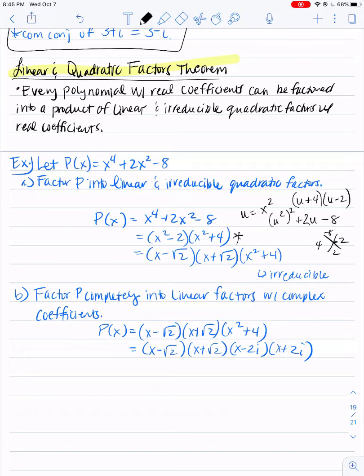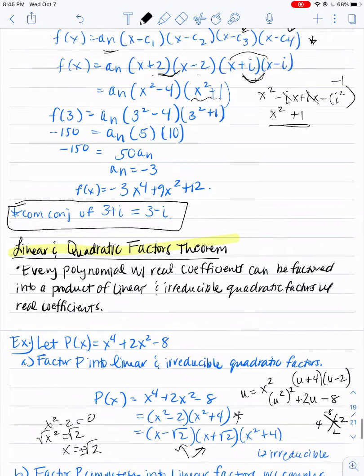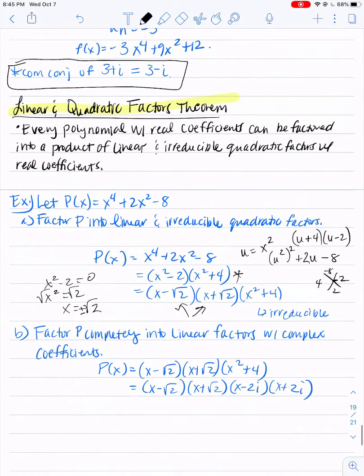And then I could break those up even more. So I have x squared minus 2, and I could break that up because if I set x squared minus 2 equal to 0, I know that x squared equals 2. Take the square root, so x equals plus or minus square root 2. So that's why I could split this into two factors by using my previous theorem. And then x squared plus 4 is irreducible, so we're not able to reduce that.